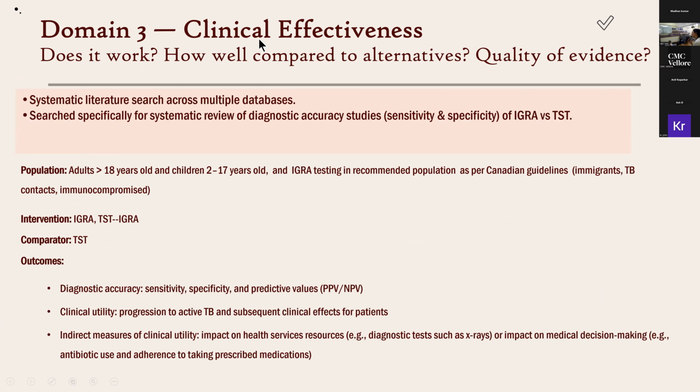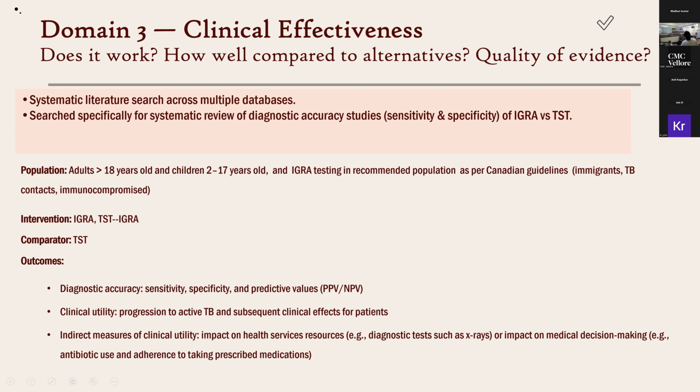Then comes your clinical effectiveness. So how does it work? Since it's a diagnostic test, you want to look at sensitivity and specificity. What they have done for this domain, and what you have to do in an HTA, is a systematic review, with or without a meta-analysis. That means, like we've already covered, they've done a wide multiple-database search. They've specified their time period.